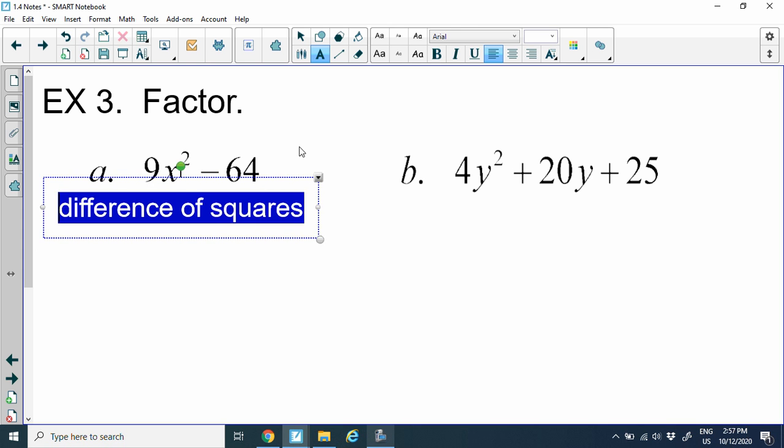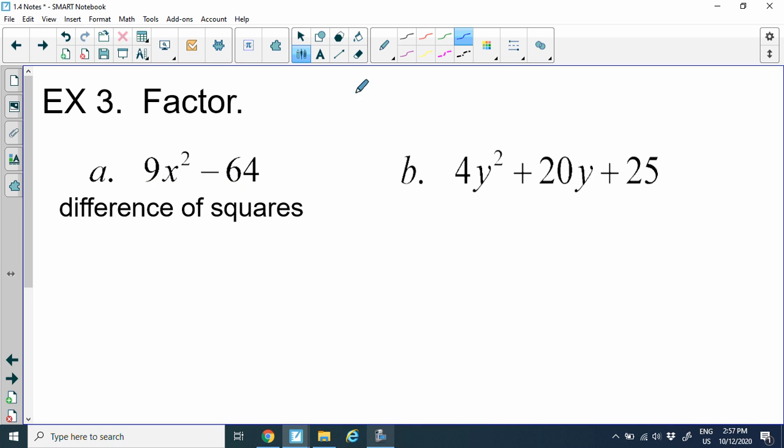So how we're going to factor this is similar to what we did when a did equal 1. So we create our two sets of parentheses. For a, we take the square root of it. So what's the square root of 9? It's going to be 3, and we have to have x's with those. And what's the square root of 64? That's going to be 8.